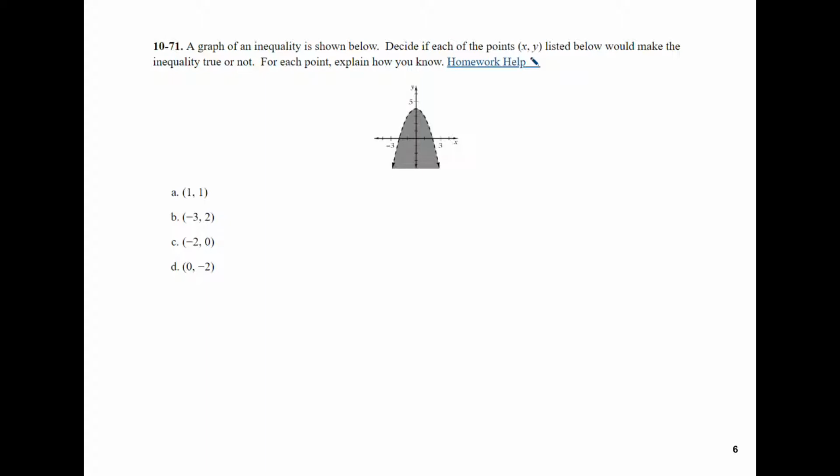So the point (1, 1) is in the shaded region, so it is true. It would satisfy the inequality. (-3, 2) is not inside the shaded region, so it is false and would not be a solution. (-2, 0) is on the dotted line, so it is also false and not a solution to the inequality. And (0, -2) would be true if we plugged it into the inequality, so it is a solution.